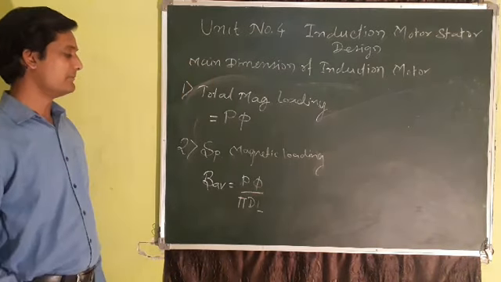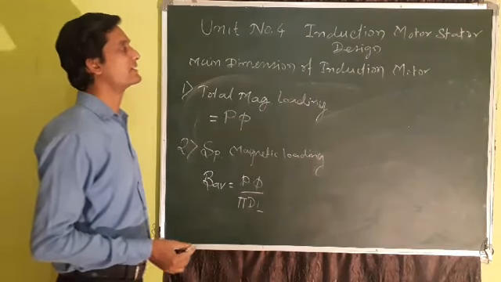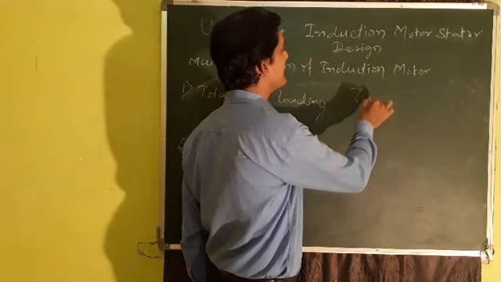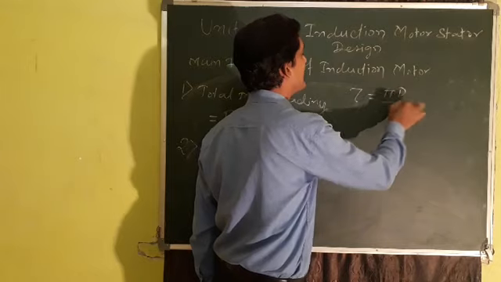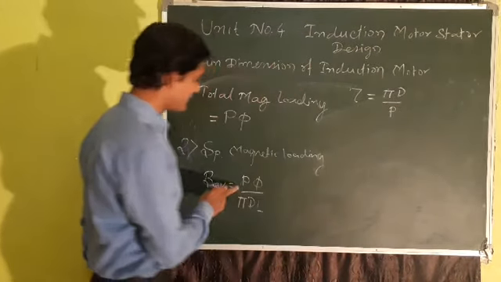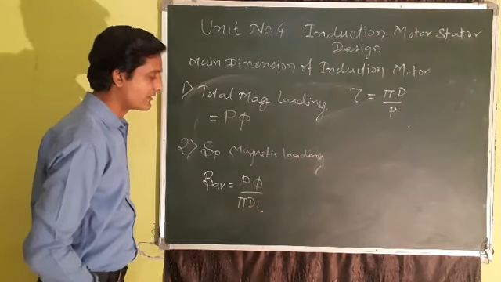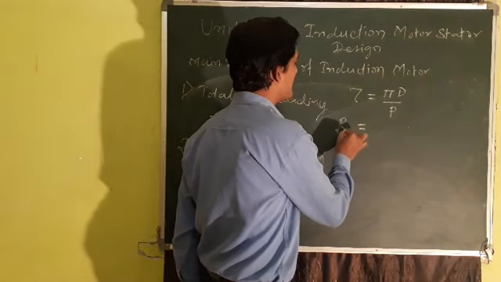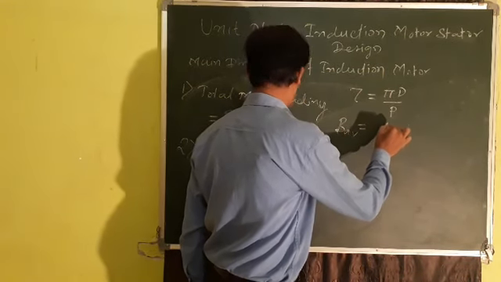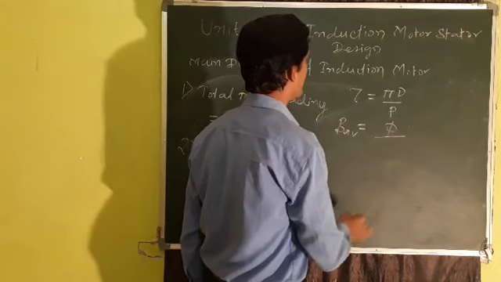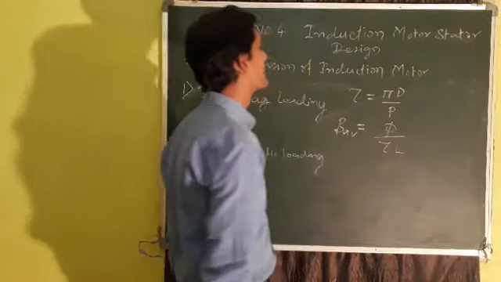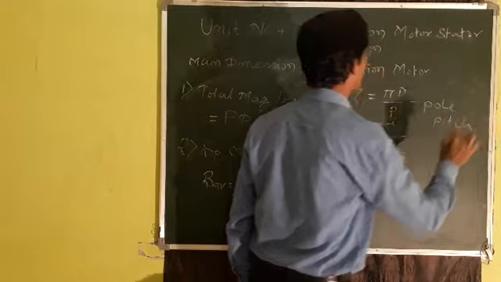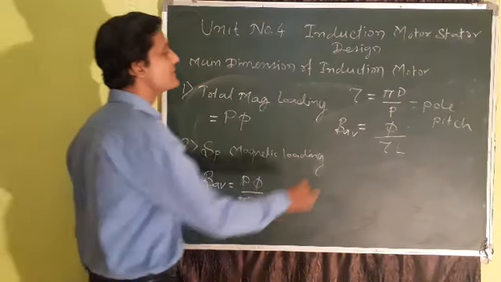So this pi D L, in terms of pole pitch of induction motor, pole pitch is represented as tau, the Greek letter tau. So tau is pi D divided by P. So here P is here, and pi and D are also here. So it may be represented as BAV is equal to phi divided by tau into L. Now tau is nothing but pole pitch. Okay. So this is called as a specific magnetic loading.